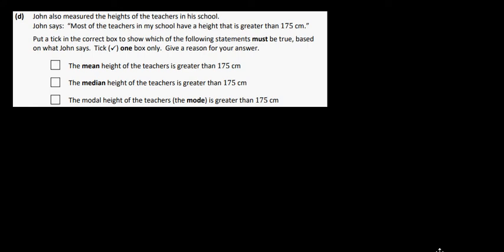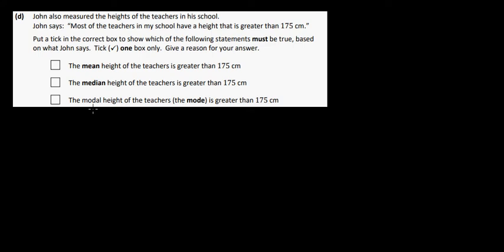So one of these statements must be true, based on what John has said, assuming what John has said is true. The mean height of teachers greater than 175, well, that may not necessarily be true, because most of the teachers' heights could be below 175, and then maybe one or two just slightly above, and then you might have an outlier, a very, very tall teacher, which would drag the mean up above 175. So that's not necessarily true here.